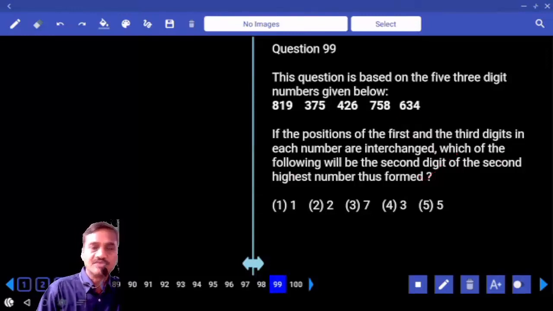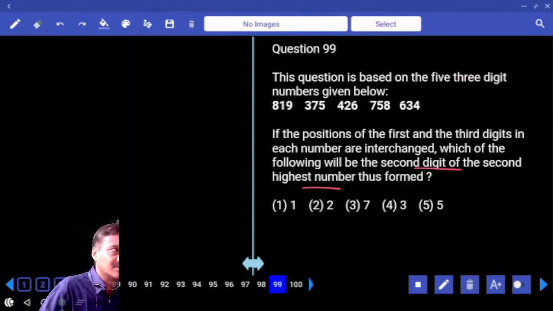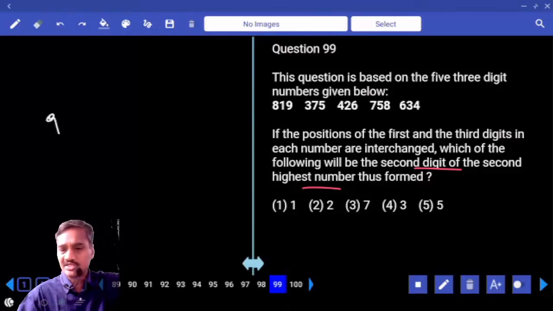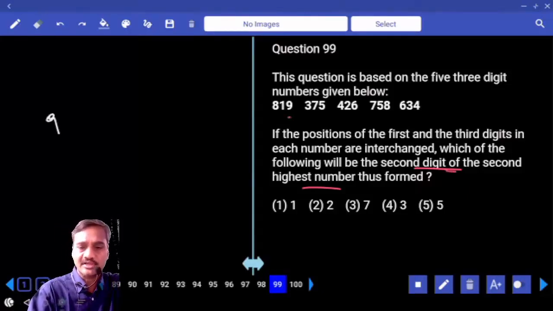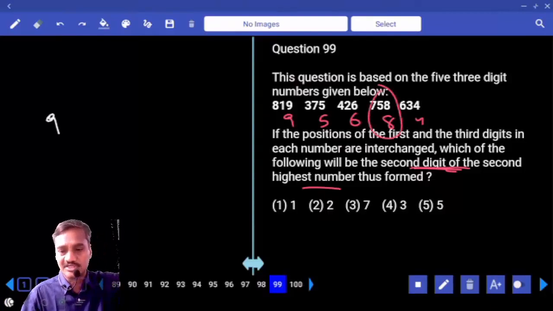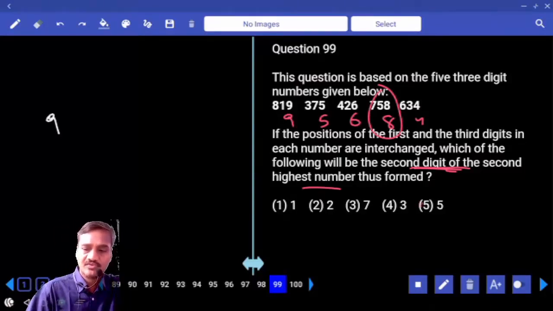And the positions of the first and the third digits are interchanged. Which of the following is the second digit of the second highest number? Which digit is coming to the first place? The last digit. Among the last digits, we need to find out which is the highest. Last digit, 9. Now tell me, the second highest among 9, 5, 6, 8, 4. What is the second highest? 857. Now in this one, the second digit, what is it? 5. Choice 5.